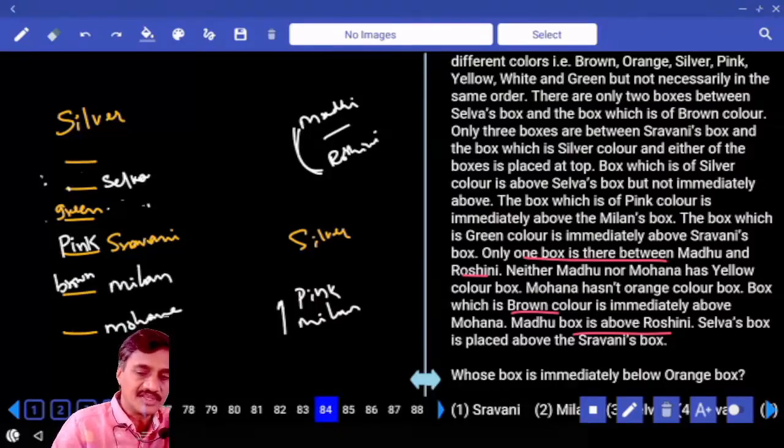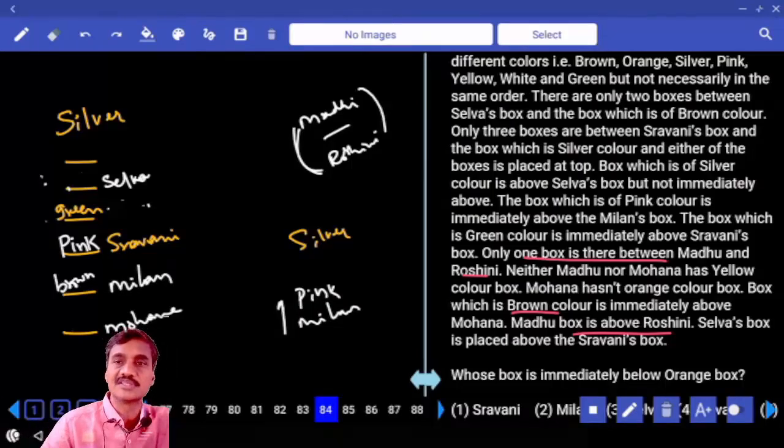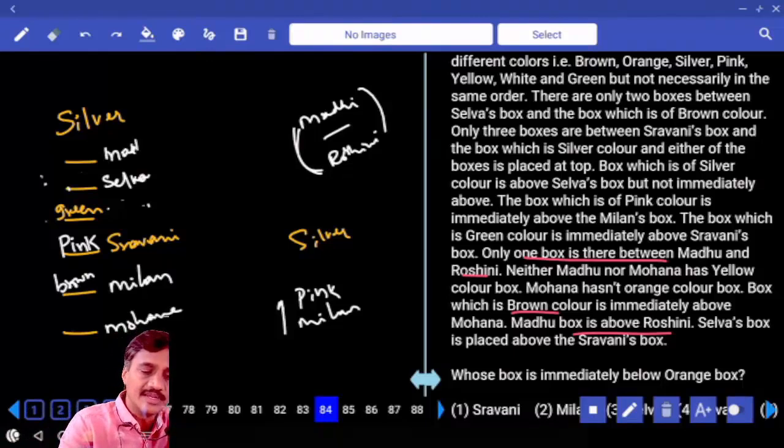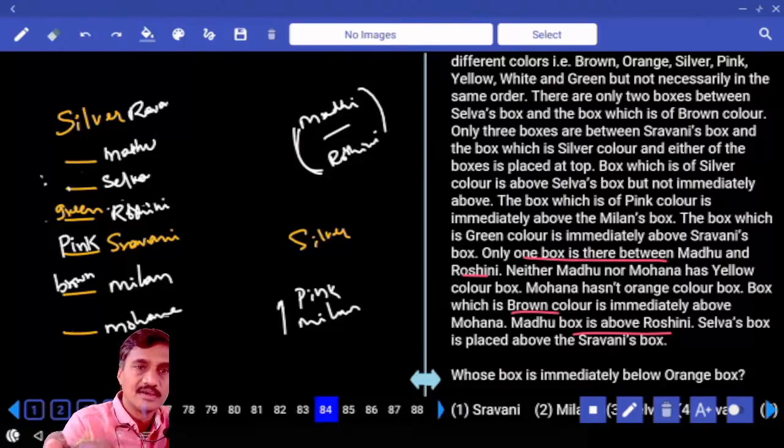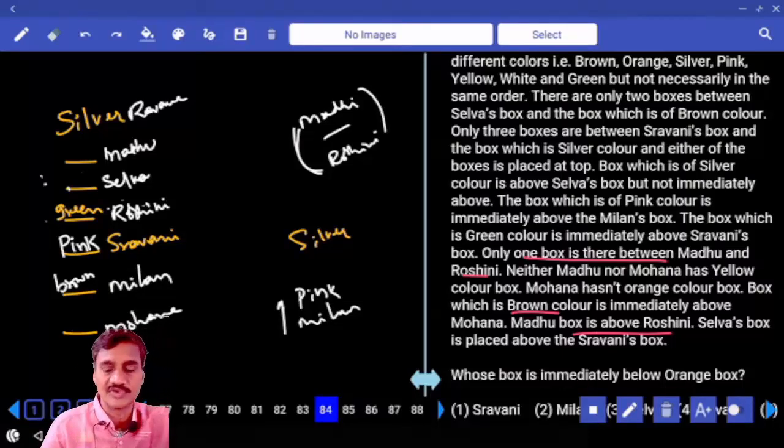If Milan is here, now these two persons are in the alternate places. Madhu is above this one and this person is Madhu. And if this person is Madhu, Roshini is at this place. Now if Roshini is here, who is the only person left over here? Ravana. And Ravana must be at this place. Now the persons were fixed.